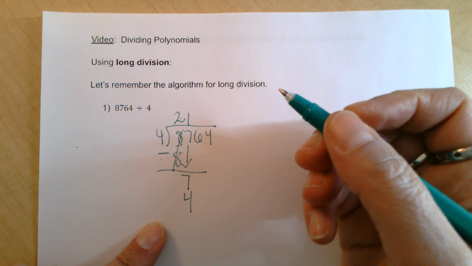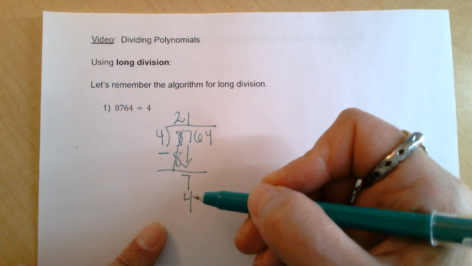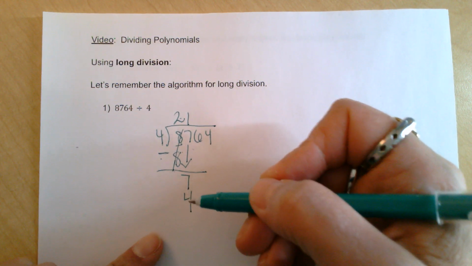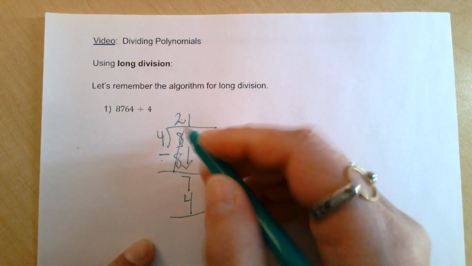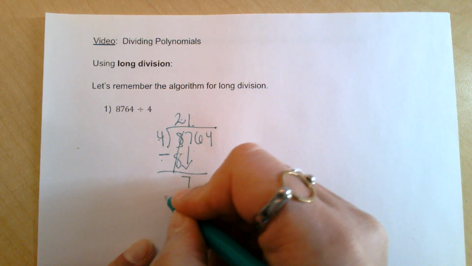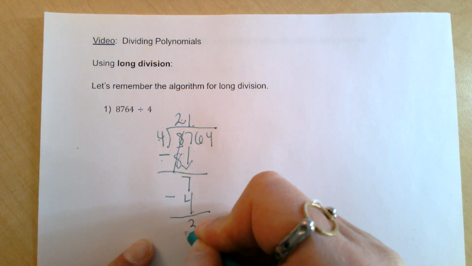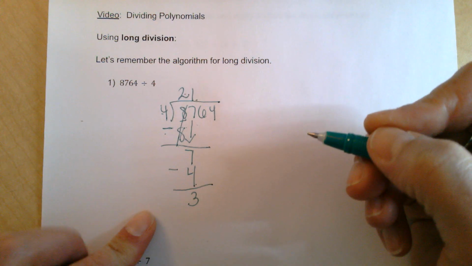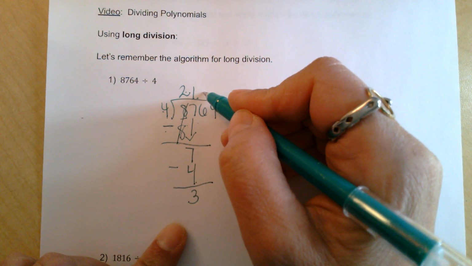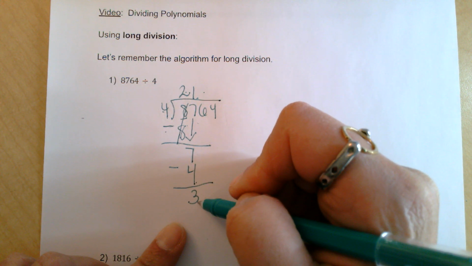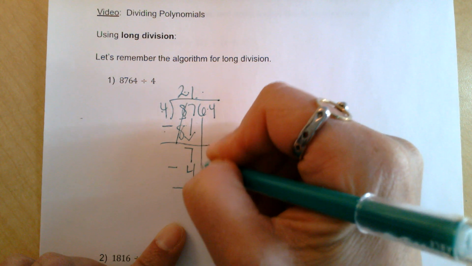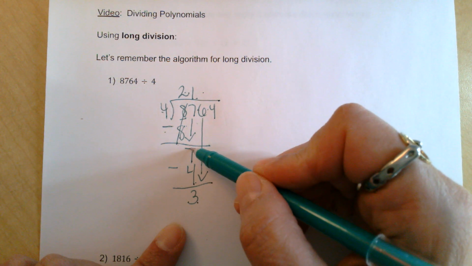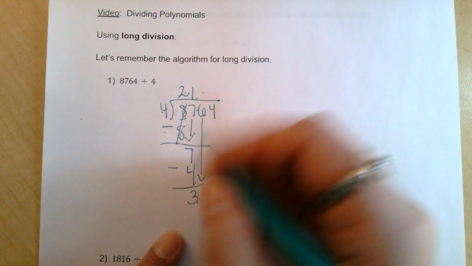It won't go in evenly because we can't divide 7 by 4 evenly. So we have to think of the next number we can multiply to get as close to 7 as possible. So 1 times 4 is 4. We're going to subtract. We have 3 left over. Is there a number that I can multiply 4 by to get to 3? We can't. So we're actually going to bring down the 6, just like we brought down that 7.